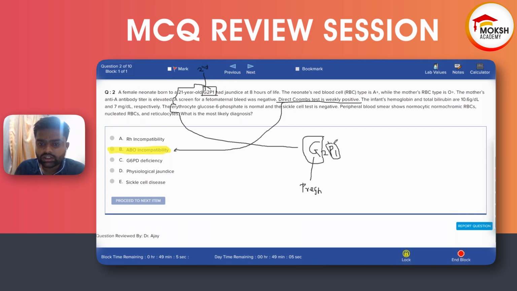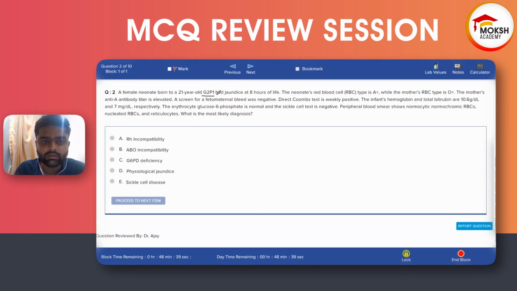P1 means the patient had already delivered a child that is more than 20 weeks old. So the patient is at P1 and is still carrying one more baby, another baby. Okay, so this is how we make use of it. G2 P1 is gravida 2 para 1.